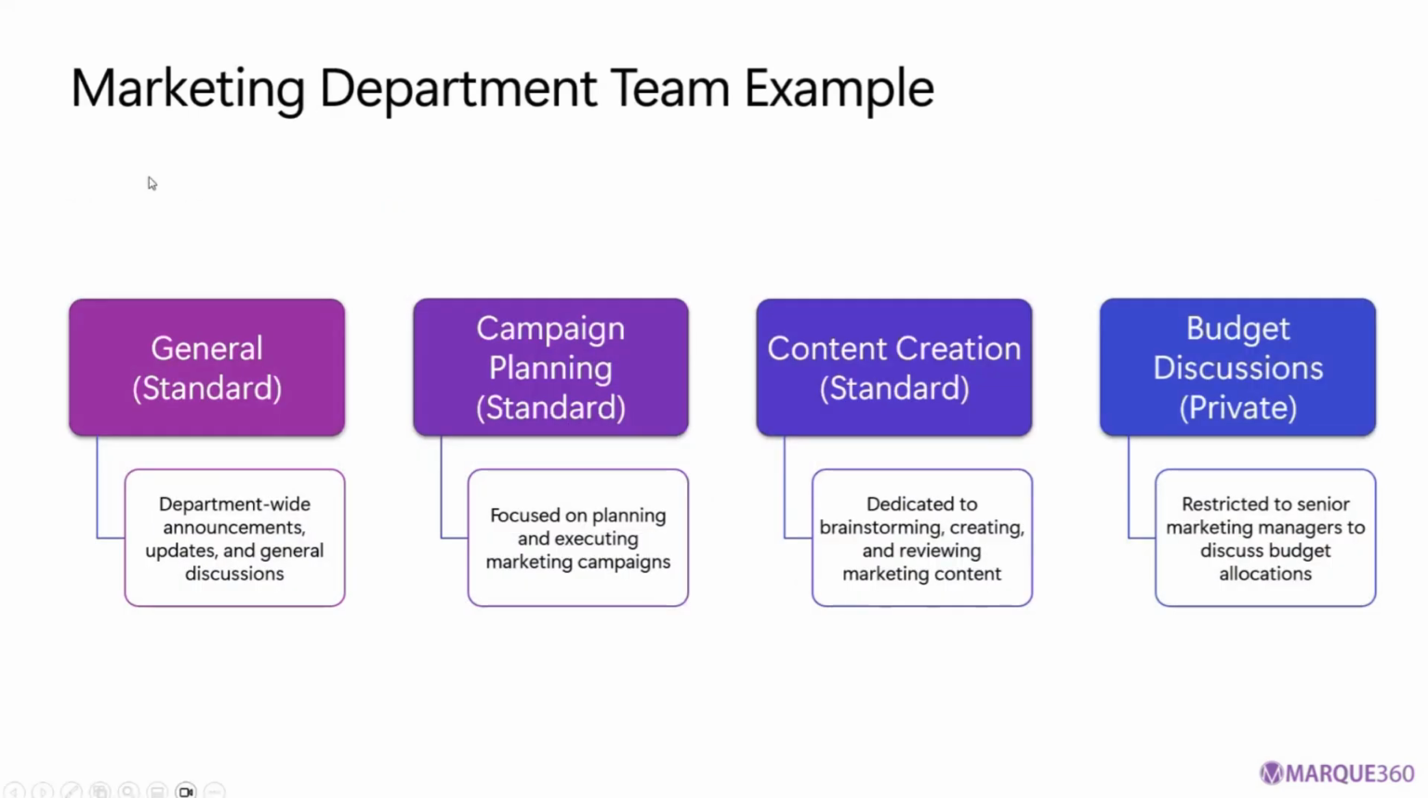So here's just kind of a visual of what I was saying, right? This marketing department, they have that default general channel where they're just talking amongst themselves, making sure everyone knows what's going on. But then to keep things a little less cluttered, they're going to break things out into a channel for campaign planning. They're going to break out a channel for content creation. And then we have this other one about budgets, and that's a private channel. And we're only letting the marketing managers go in there and play with those spreadsheets and whatnot.